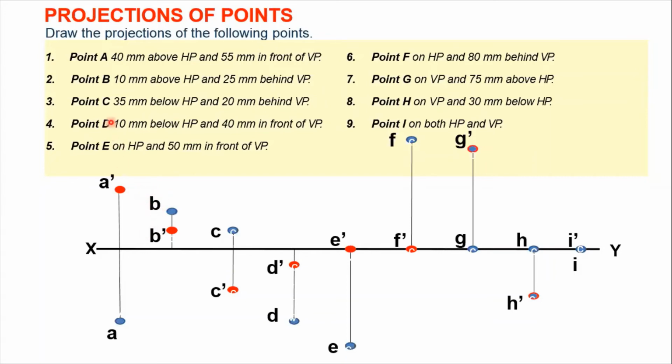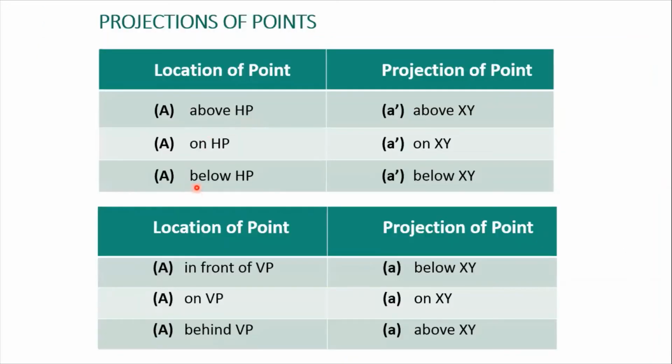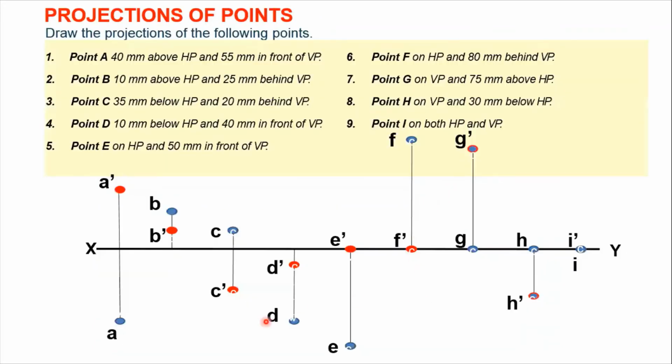Now let us solve the example for third case. Now point C, 35 mm below HP and 20 mm behind VP. So 35 mm below HP, so we'll be having C dash point below XY line. So we'll be drawing this point C dash in this case, 35 mm below XY line. This will be your point C dash, 35 mm below XY line.